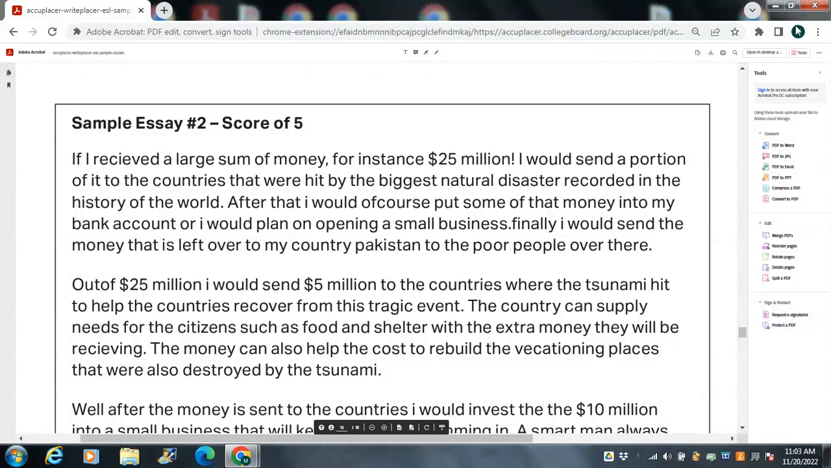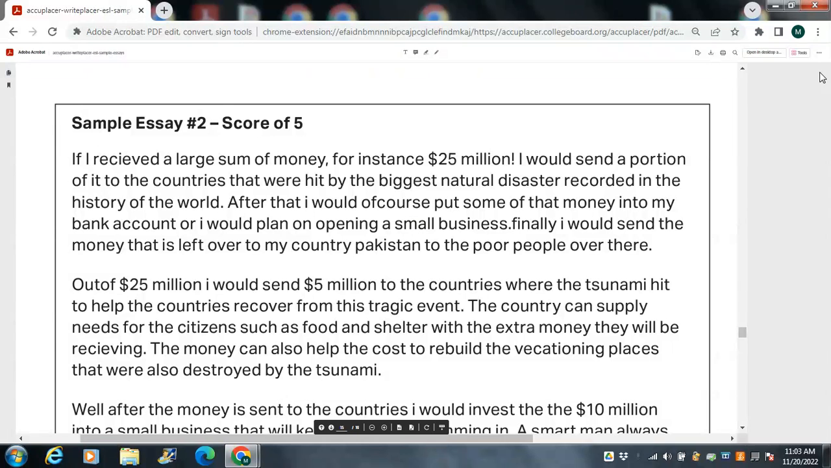as dependent markers. And so I definitely know that this part right here is really not serving as, again, subordinating conjunctions "after that." They're just meaning like later in time. So "After that," comma would be great. "I would, of course, put some of the money into my bank account, comma, or I would plan on opening a small business." So in this case, this is really serving as a compound sentence. And I believe that was really the intention of the writer.